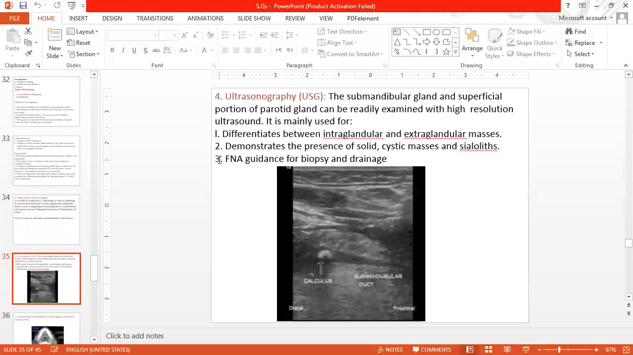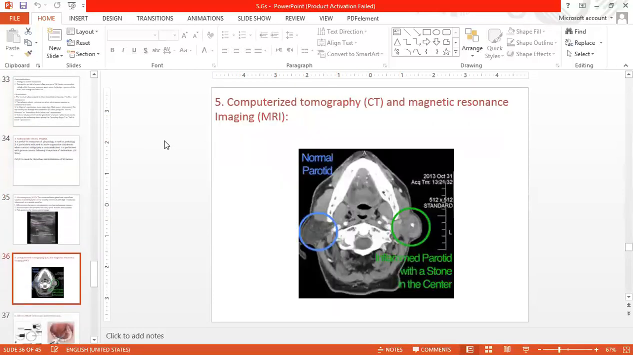Ultrasonography can also be used to differentiate between intraglandular and extraglandular masses and demonstrate the presence of solid or cystic masses and sialoliths. FNA biopsy is indicated in this condition, and in any condition we can use ultrasound-guided FNA to take a biopsy from the gland.